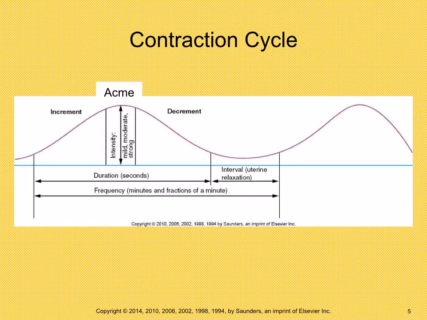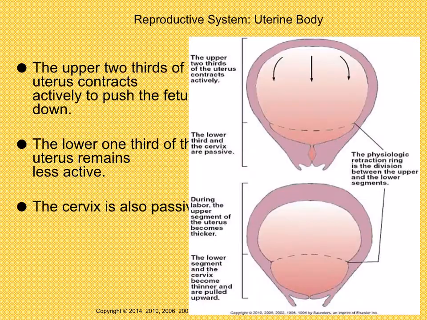We can see that example in the visualization on slide 5 of 50 here. So the contraction kind of builds, it comes to a peak, it's the strongest part of the contraction, and then it relaxes. In the next slide, slide 6 of 50, we can see the upper 2/3 of the uterus contracts, and that helps to kind of create pressure on the cervix and helps to push the baby down.